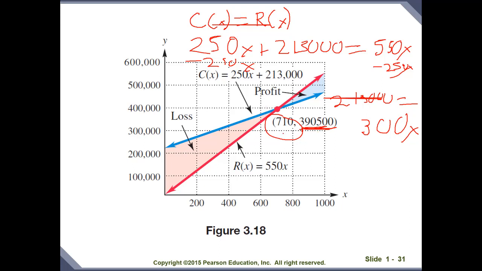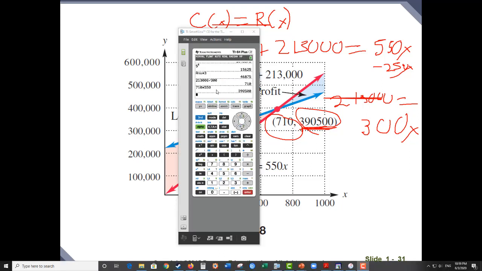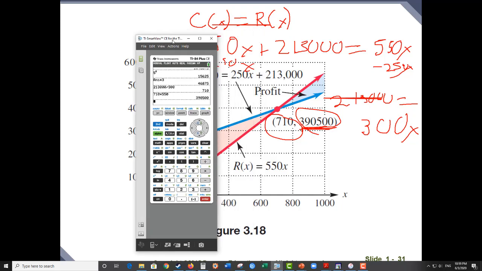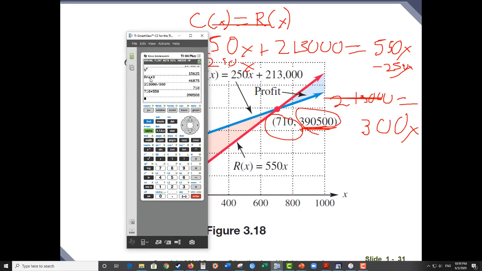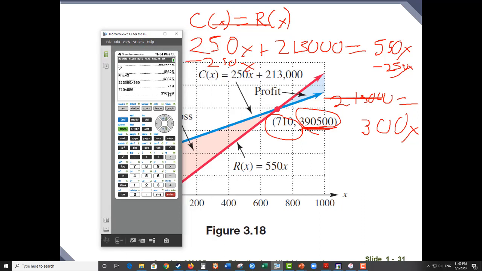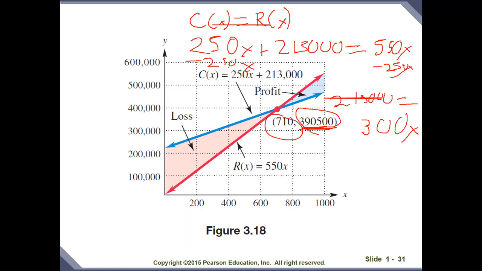So to find this, I just am going to plug in 710. So on the calculator, I took 710 times 550. That's my revenue function. And I'll get the same result if I take 710 times 250, or 250 times 710, plus 213,000. That's my cost function. I get the same in both results. I can also find this point by graphing it, and that's what the next slide shows us.